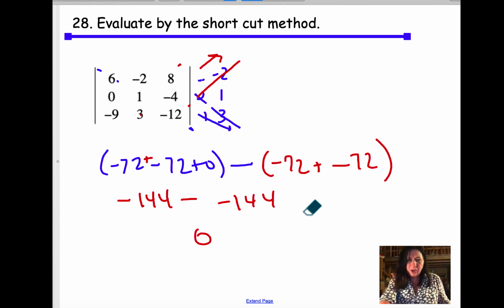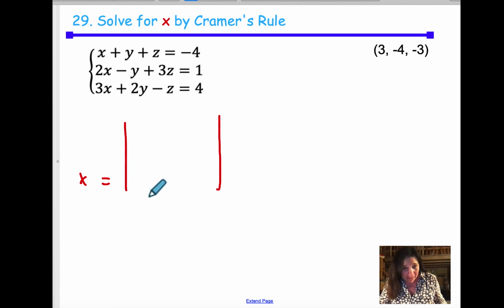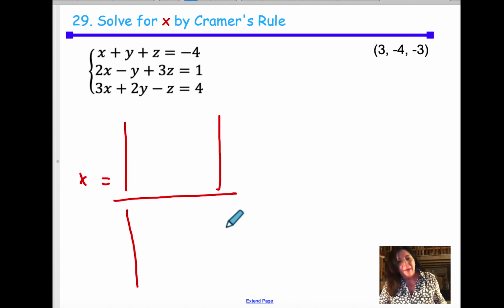All right, next. And we're going to go down. So this, I'm going to ask you something like this. This is finding x, and I'm going to ask you to use Cramer's rule. In order to use Cramer's rule, you're going to do either x, y, or z, depending on what problem you get. Okay, so x equals. And so this is the big deal. That's what I'm looking for.